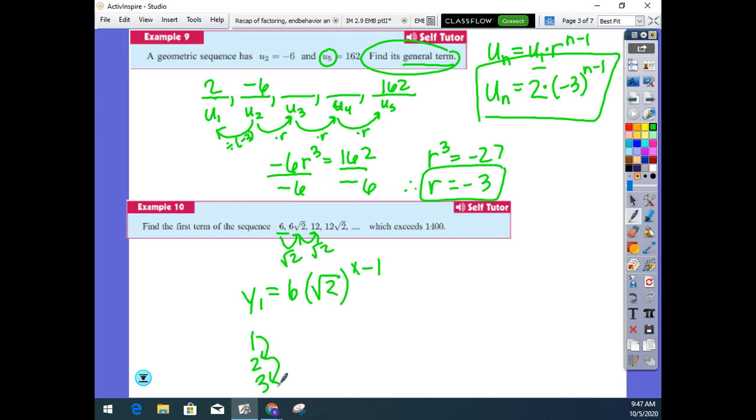Now push second graph, that takes you to the table, and scroll until you find the y value that exceeds 1400. The first value that is exceeding 1400 is 17. U sub 17 is 1536. So find the first term which exceeds, and I notated which term I did and the value of the term. All right, that is section C.